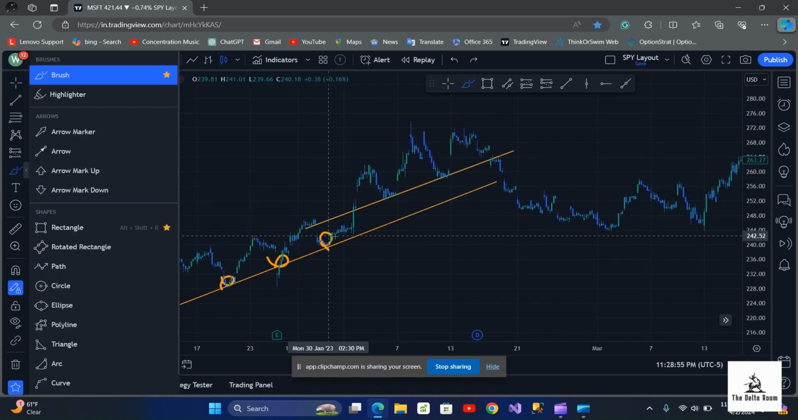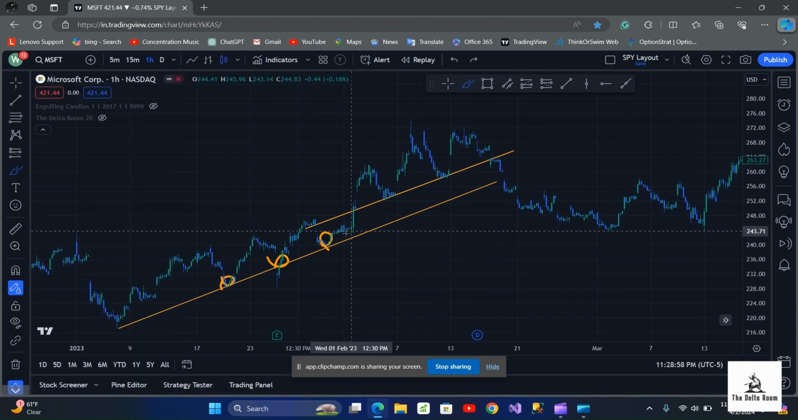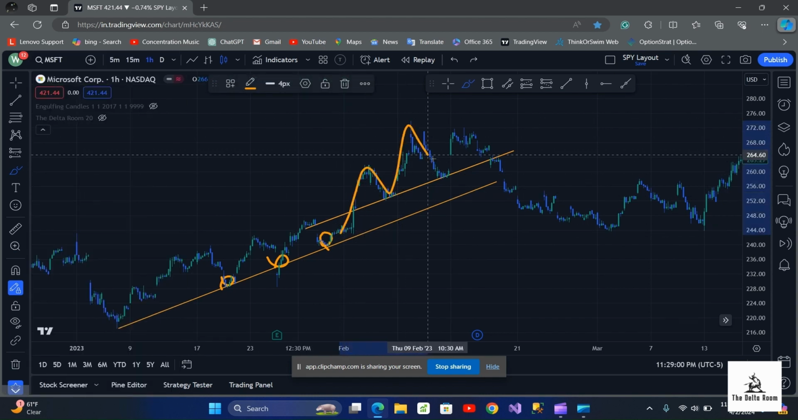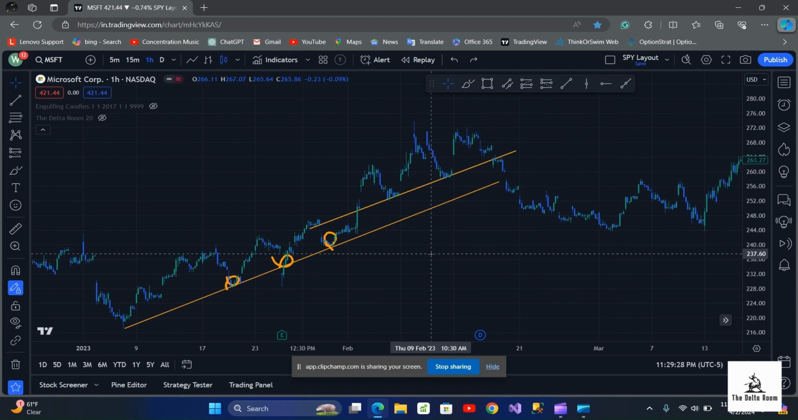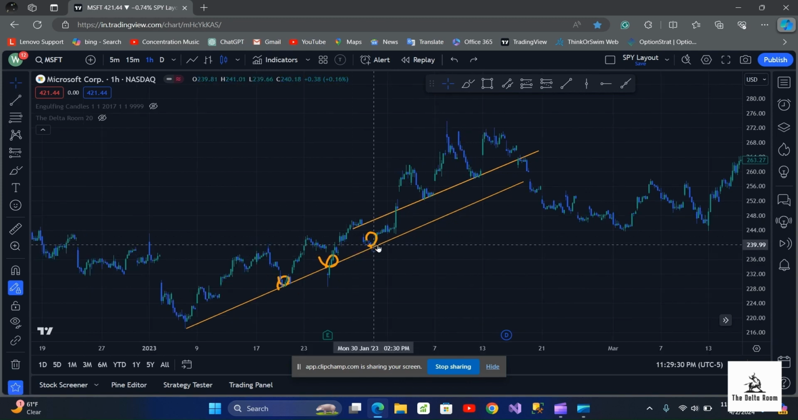So look guys, over here there's another thing I'm noticing. Higher high, but this one is a lower high, right? So this is telling you a shift in momentum. The momentum is slowing down, and this means that this trend line can be broken pretty soon, which it did. So there's a lot of possibility. That's what I'm trying to say.